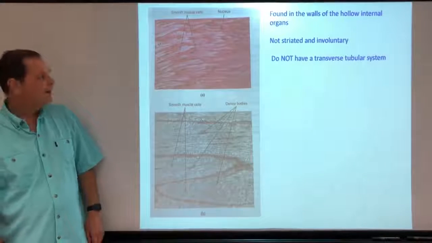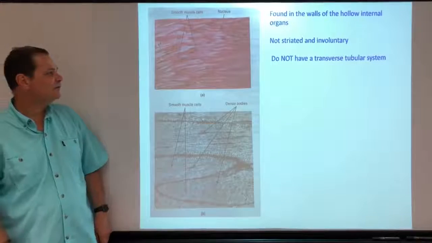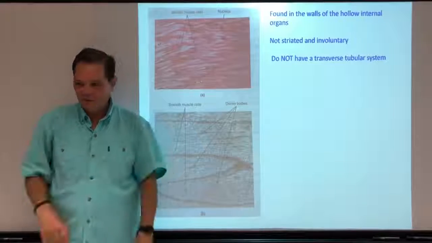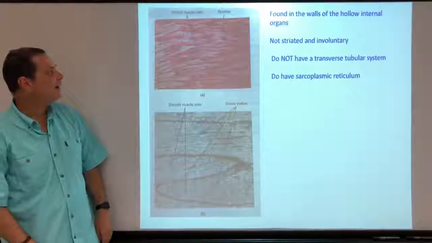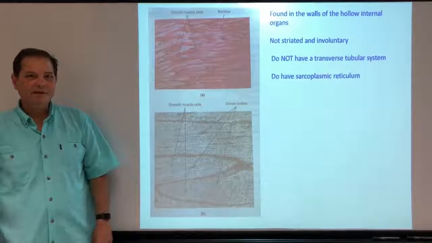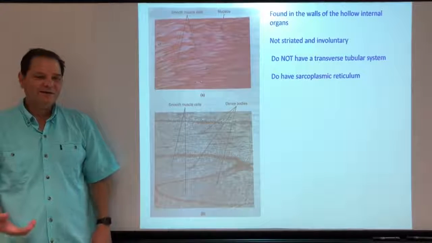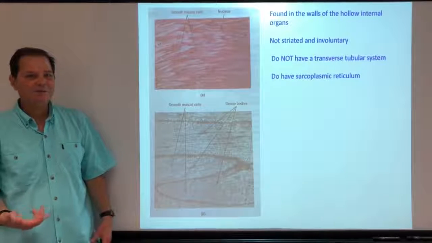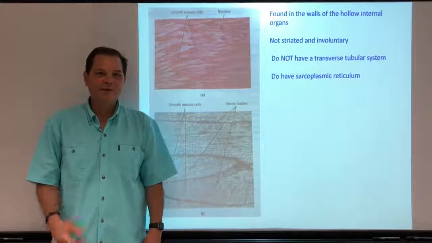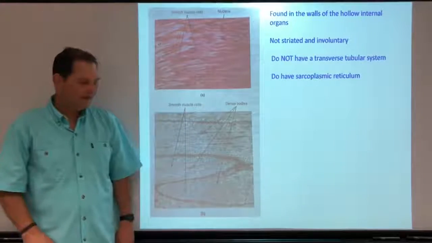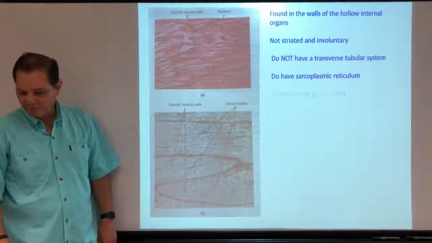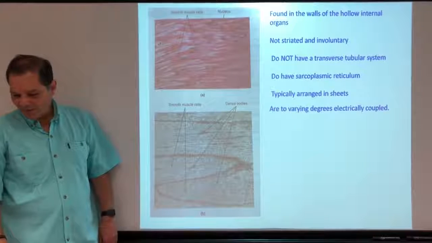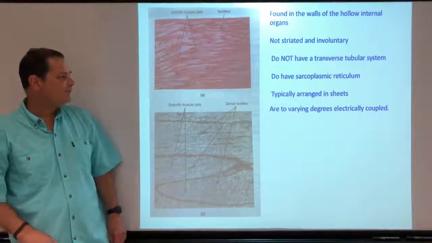Okay. They do not have a transverse tubular system, so they don't have these invaginations of the cell membrane that go in. They do, however, have a sarcoplasmic reticulum. It is an organelle that is less developed in smooth muscle than it is in cardiac muscle, but it is developed enough to participate in excitation-contraction coupling and calcium release, and we will go over that later in the lesson. It is typically arranged in sheets, and it is electrically coupled to varying degrees.